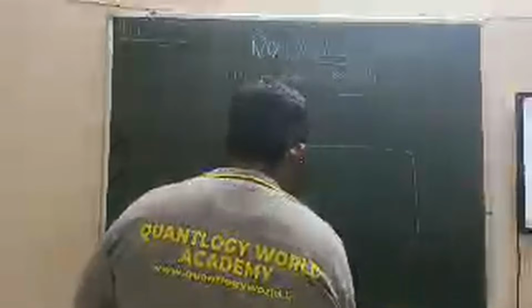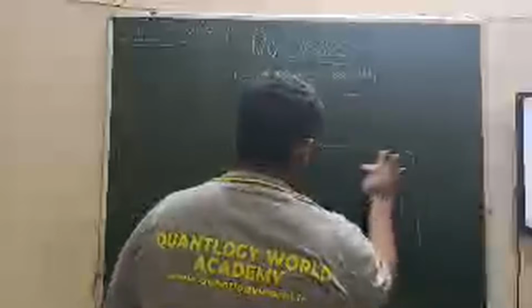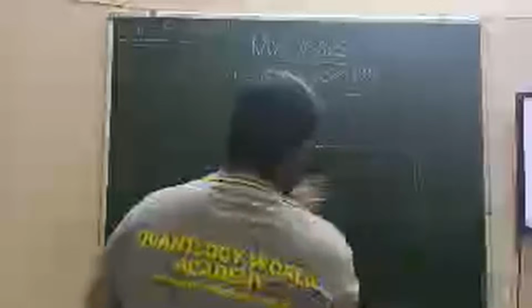This is a rectangular glass slab. This is air medium, this is glass medium, and this is again air medium. In this case, refraction will occur two times. First from air medium to glass medium, then again from glass medium to air medium.